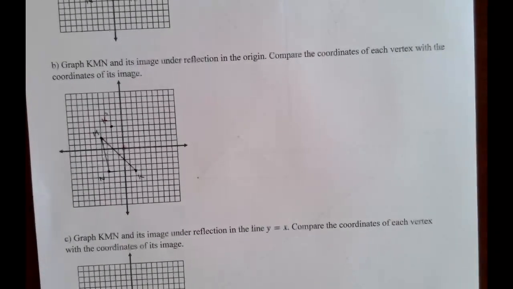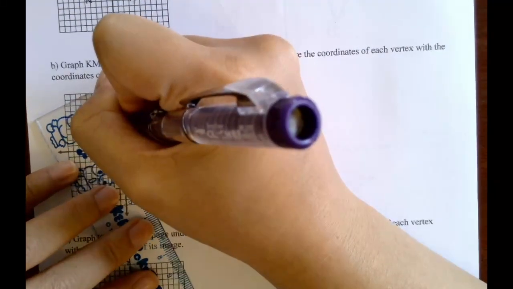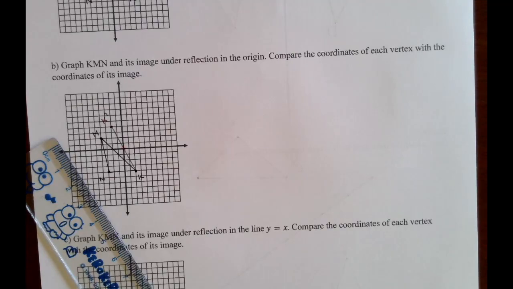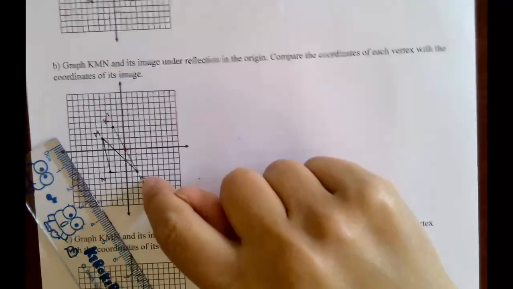Okay? And here, what you can note is that I reflected it across this line. Okay? Took it and I flipped it over. Okay. So I took it and reflected it over.